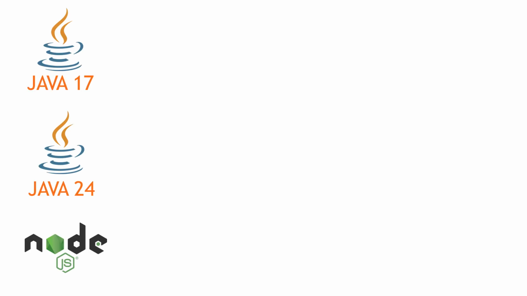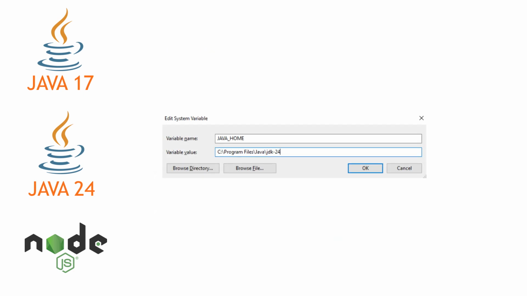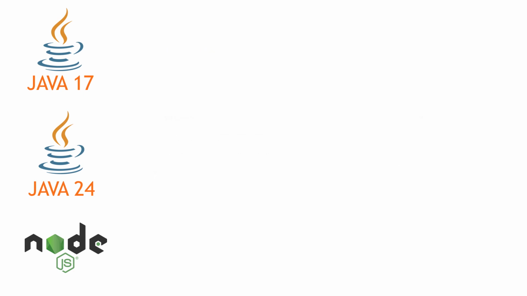We will start by installing Java 17 and Java 24 along with Node.js. Then I'll show you how to set up environment paths, including configuring 2 different Java versions, setting the Apache Maven binary path, and defining the Java home variable which Maven depends on. You'll also see how the Node.js installer handles this automatically without needing to manually set paths.